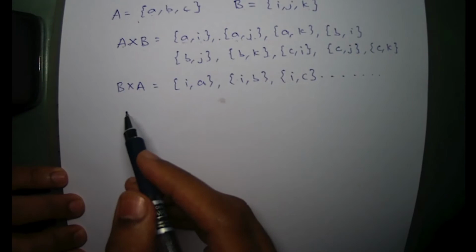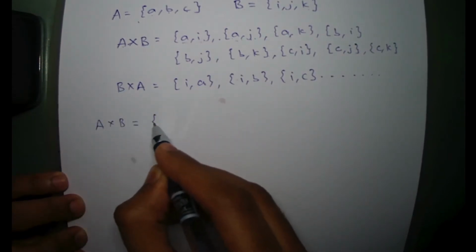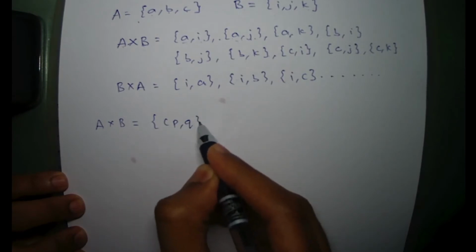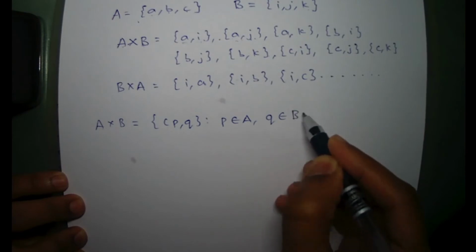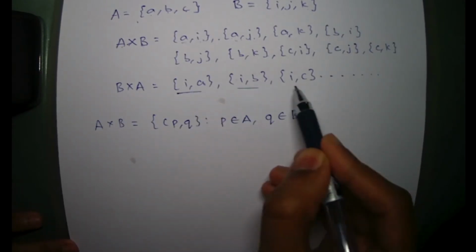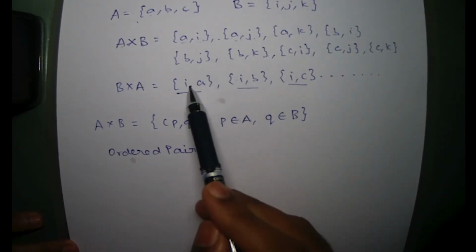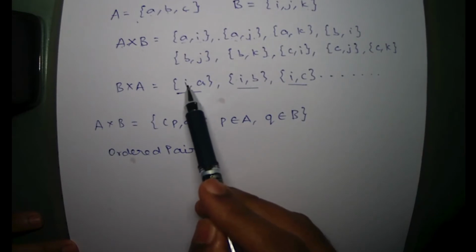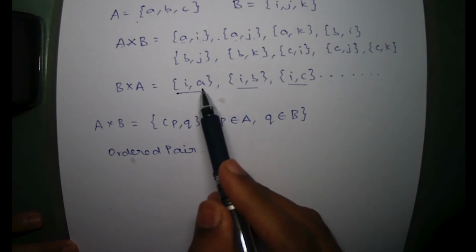For a general representation of this, we can say that A cross B or A into B can be written as P comma Q, where P belongs to set A and Q belongs to set B. This is the general representation of the product of sets. Each term in the product is known as an ordered pair. It is known as an ordered pair because unlike normal sets, in these sets the order of the terms is very important. That is why it is named an ordered set.